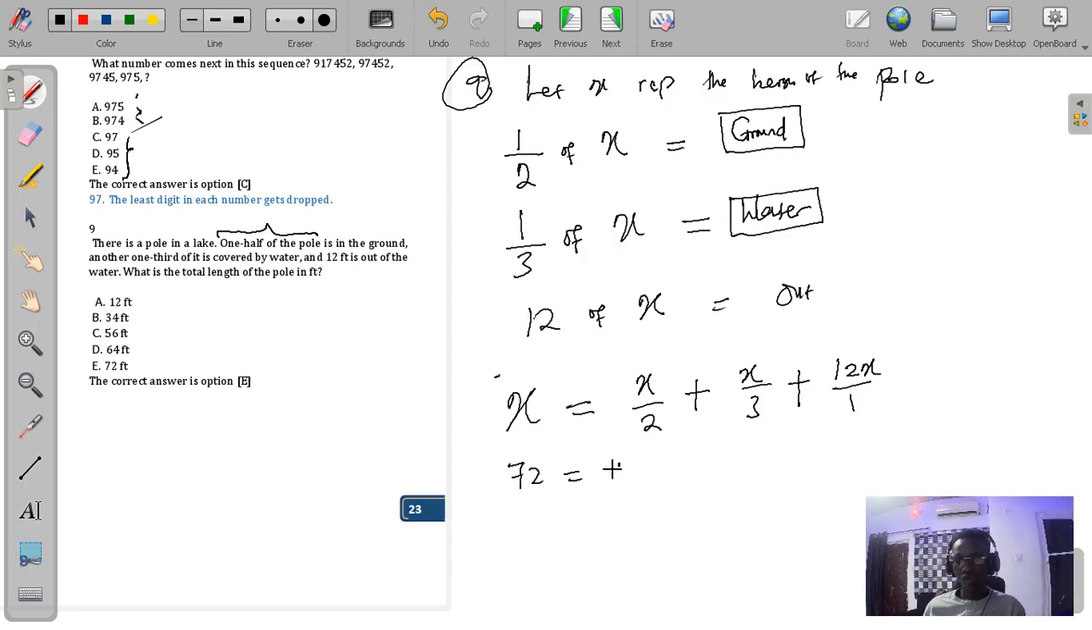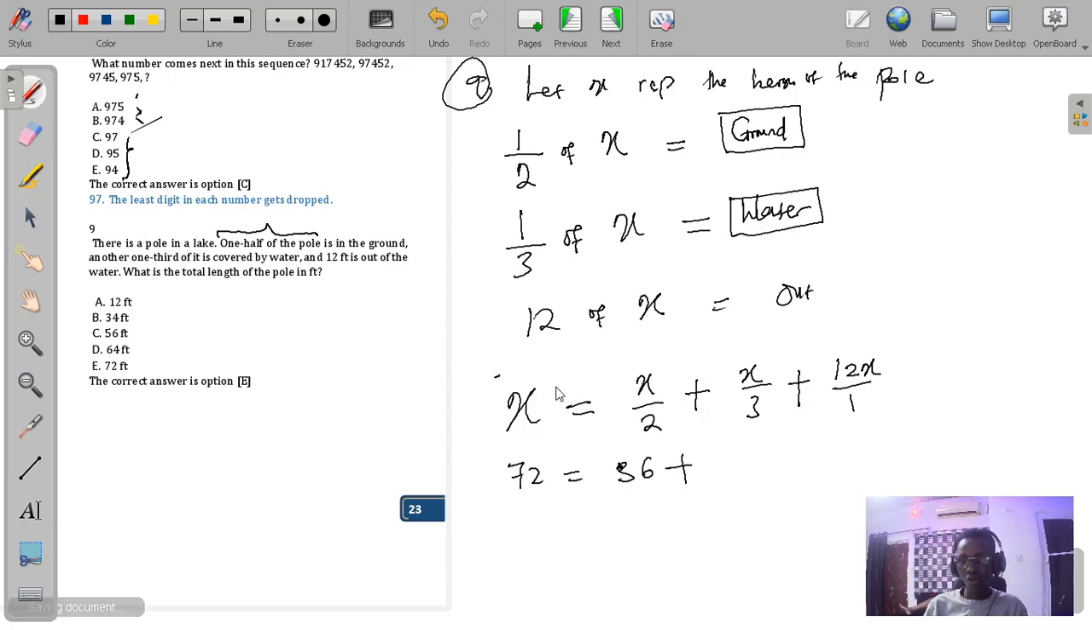72 divided by 2. Can anyone tell me? Thank you, 36. Now 72 divided by 3. Is it decimal? It can't even sum up to. Will it? I'm not sure whether this expression is going to work. I'm not sure. But let's see.